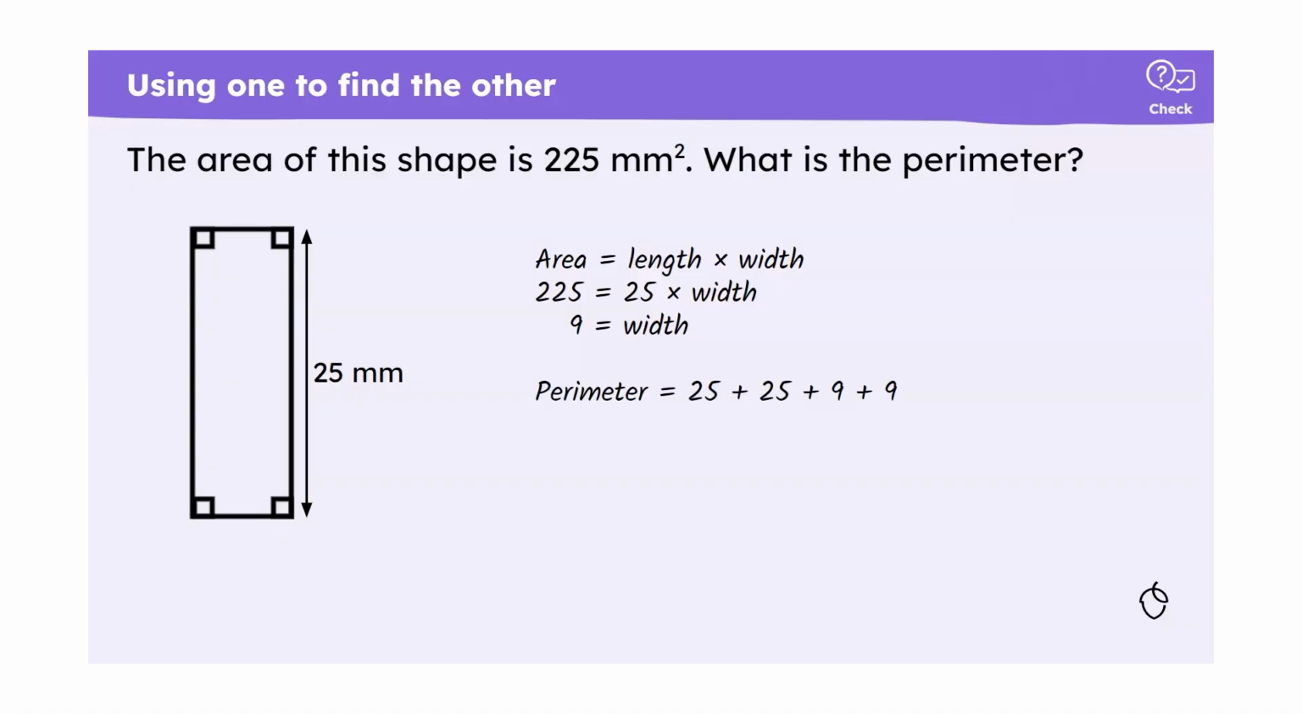The perimeter would be 25 add 25 plus 9 plus 9. Now you may have written this more efficiently by saying it's 2 lots of 25 add 2 lots of 9, or you could have written 25 add 9 and then multiply that by 2. Whichever working you've done, you'll get to the same answer, that the perimeter of this rectangle is 68 millimetres.